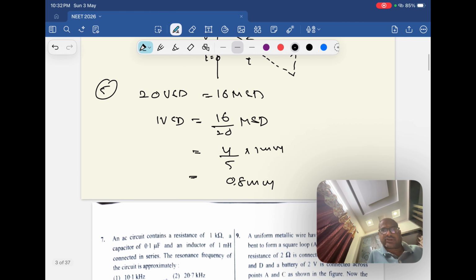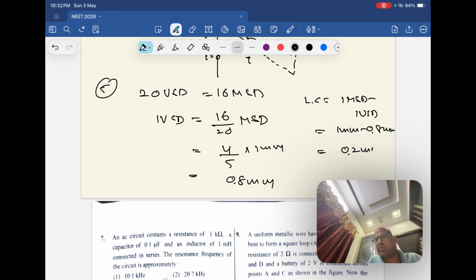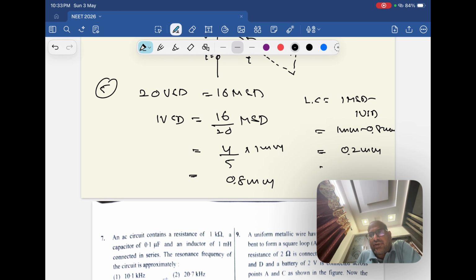Least count formula is what? So you can say least count is equal to 1 MSD minus 1 VSD. So 1 VSD is 0.8 and 1 MSD is 1 millimeter. So 1 millimeter minus 0.8 millimeter. How much, right? That is equal to 0.2 millimeter. Yes or no? So 0.2 millimeter, or in centimeters you can say 0.02 centimeters.